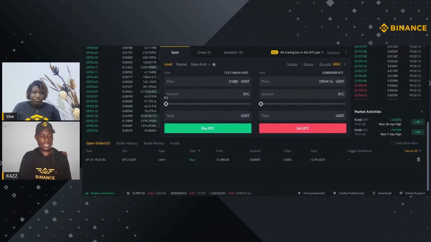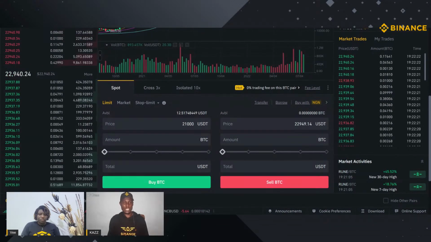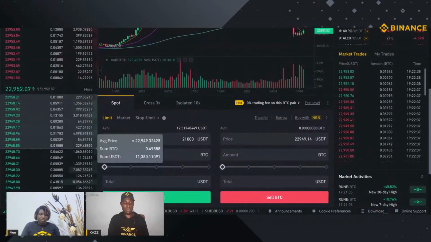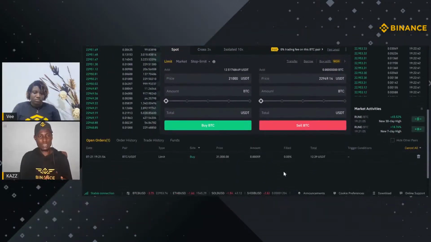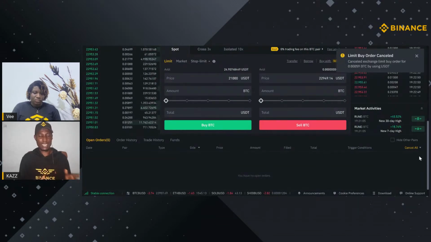The market price presently is around 22,900 USDT for one BTC. I set my limit price at 21,000 USDT. So I'm telling the system that when the price of Bitcoin drops from 22,000 to 21,000 USDT, it should buy me BTC at that price. That's why you're not even seeing my order executed here. It's until Bitcoin price gets to that limit price before my order gets executed. That's just as simple as a limit order works. I can also cancel my order. That's limit order, and that's how it works.